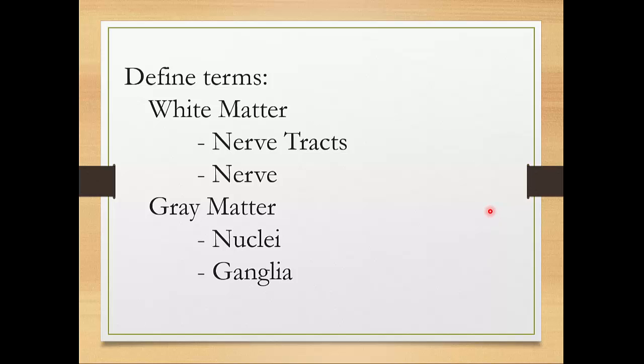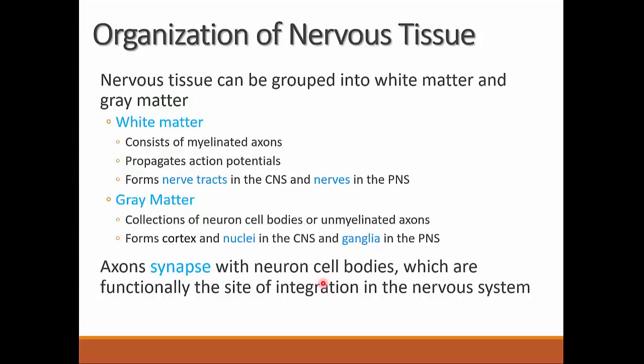So when we're looking at the central nervous system, there are certain terms that we need to know. White matter versus gray matter. And then when we're looking at white matter, the difference between nerve tracts and nerves, and then the difference between nuclei and ganglia.